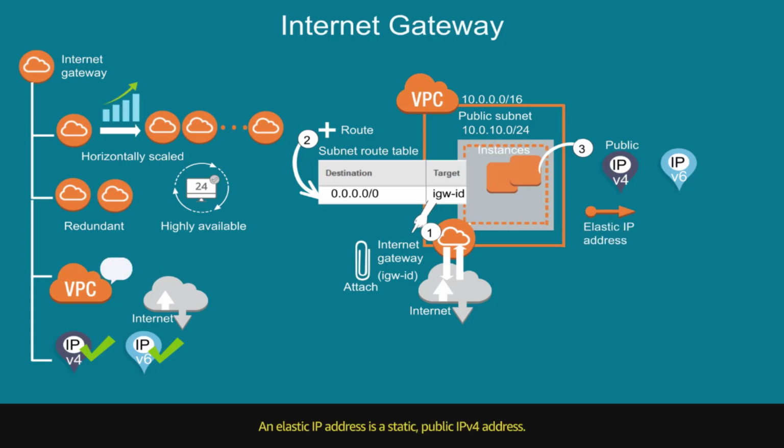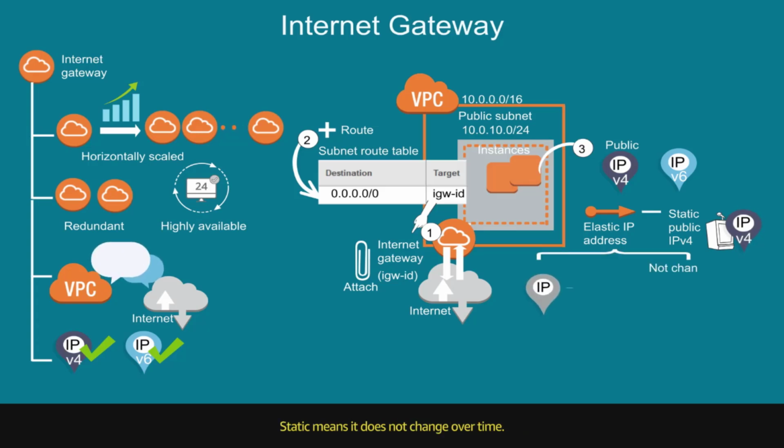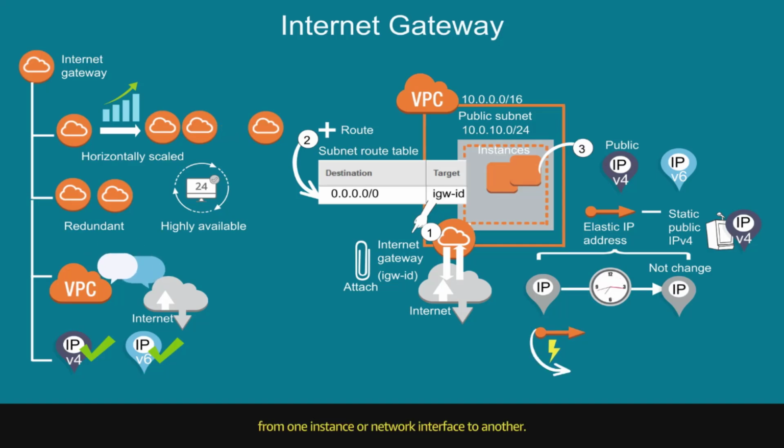An elastic IP address is a static, public IPv4 address. Static means it does not change over time. You can rapidly move an elastic IP address from one instance or network interface to another.